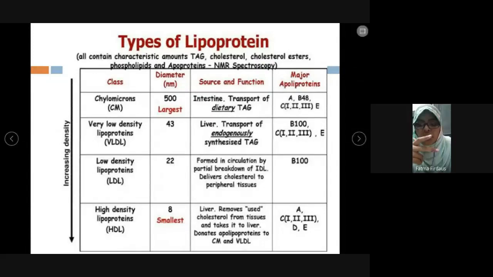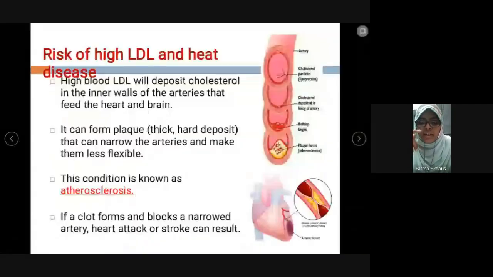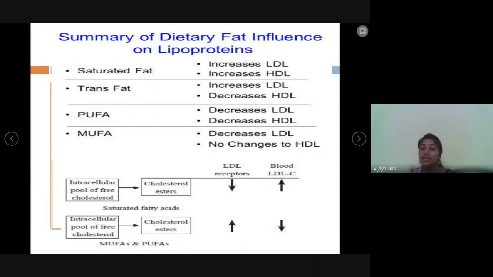Okay, ma'am. My other question is, in your last third or fourth slide, you mentioned the fatty acids, like MUFA, PUFA, saturated, and their role in increasing and decreasing LDL and HDL. In saturated fatty acid, LDL is increasing, HDL is also increasing. Trans fat we will restrict also. In PUFA, LDL is decreasing, but HDL is also decreasing. In MUFA, LDL is decreasing and HDL is not changing. So what combination can we take in dietary aspects? Yes, that is why we have a particular ratio.